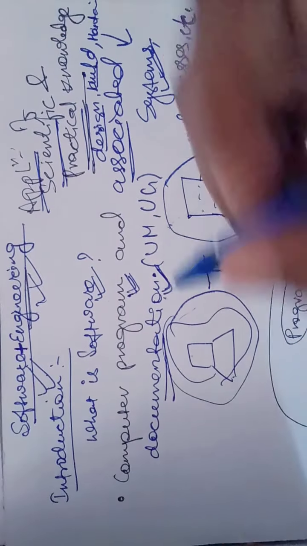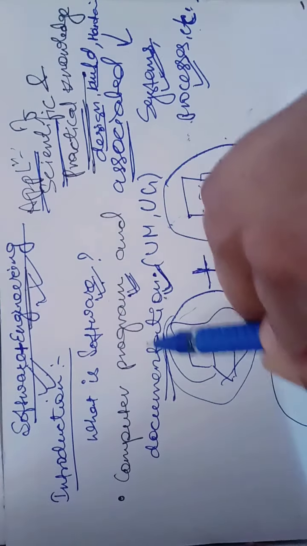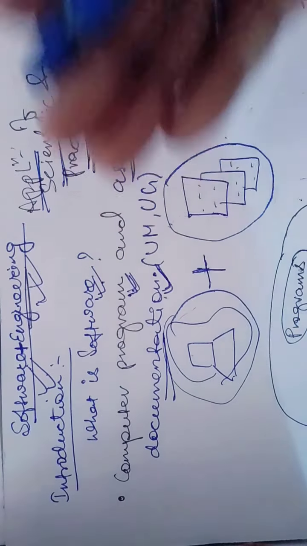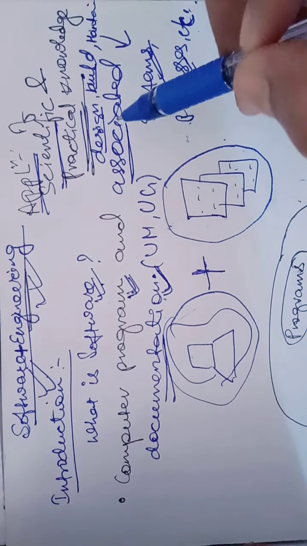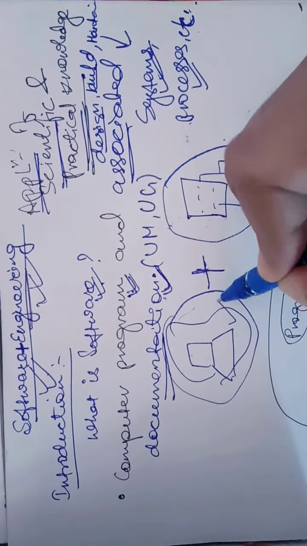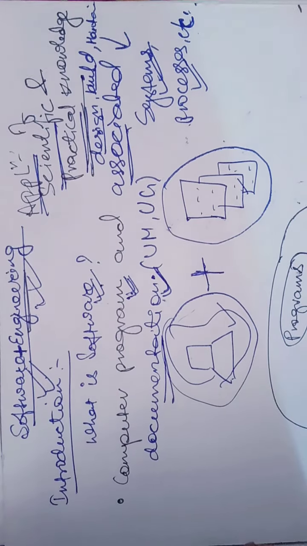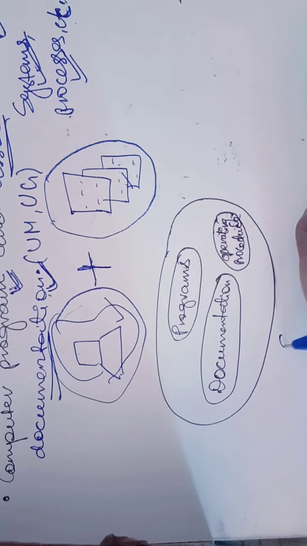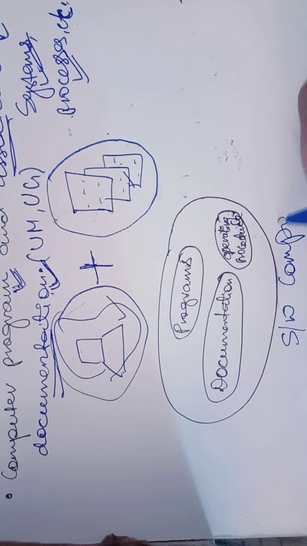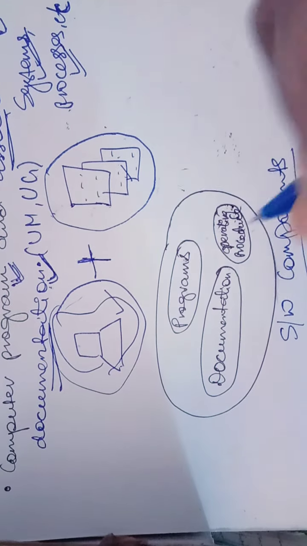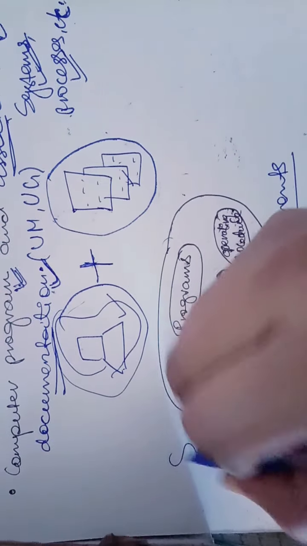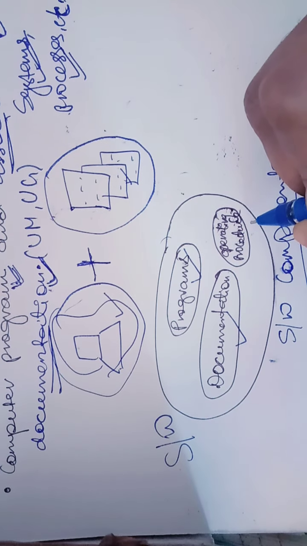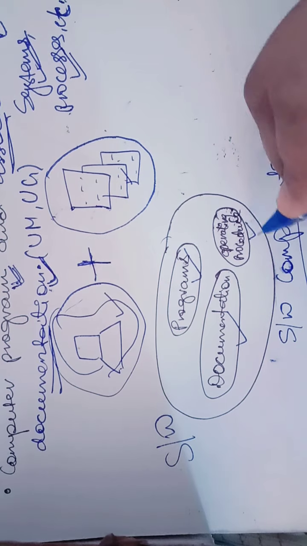Fine. Similarly, our computer software is also not just the program. When we are using software, we are using the program as well as the associated documentation with it. So now we can say that the software components can be clearly classified: your complete software is made up of programs, then the documentation, and there is one more thing which is very important to understand, that is the operating procedure.